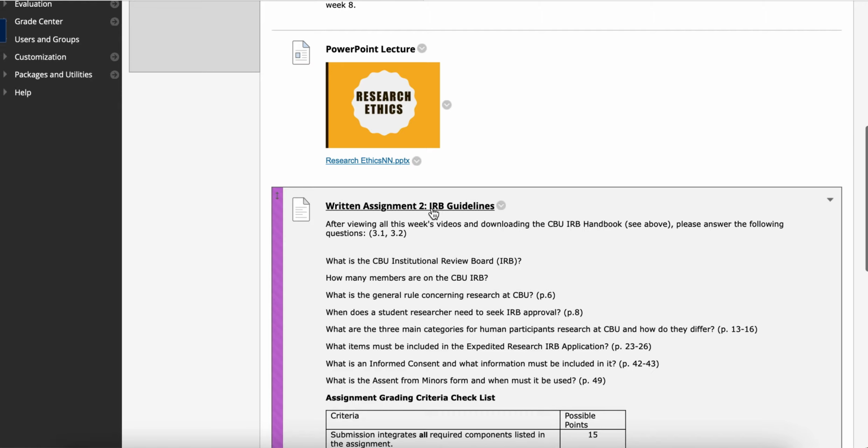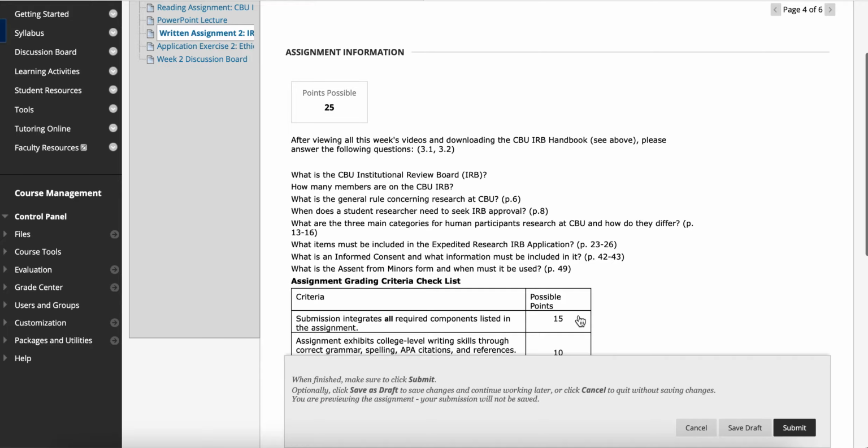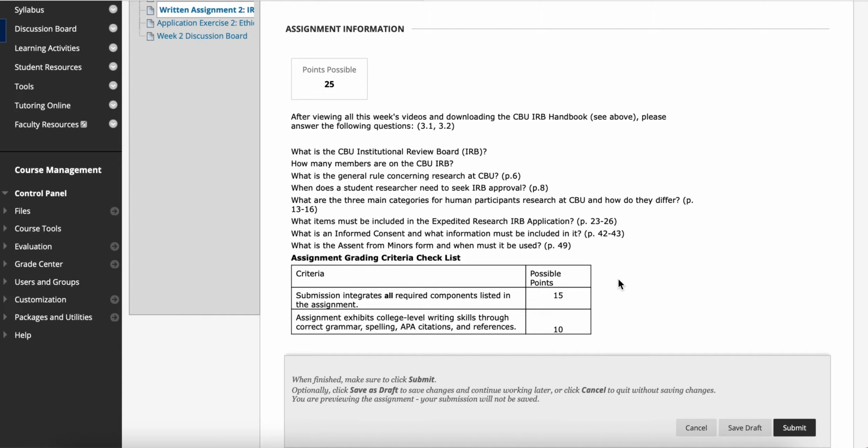Now let's hop right into our first written assignment, our first deliverable, our IRB guidelines. We have 25 points possible this week. After viewing all the week's videos and downloading the IRB handbook, please answer the following questions. There's a series of questions here. The first one is, what is the CBU Institutional Review Board? How many members are on the CBU IRB? What is the general rule concerning research at CBU? When does a student researcher need to seek IRB approval?